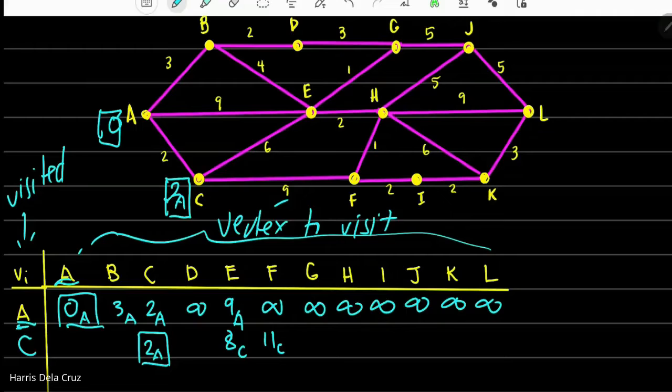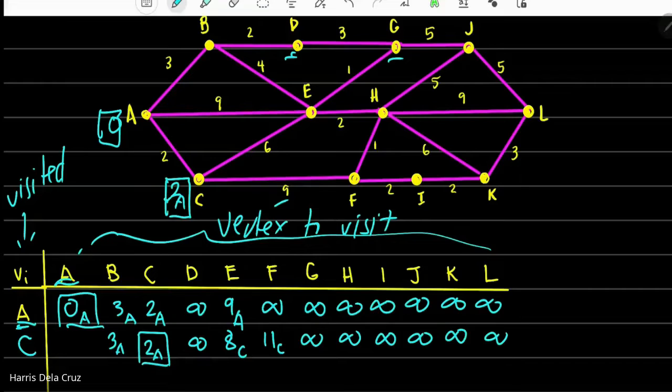Now, hindi ako pwedeng pumunta kay B galing kay C. So, ibig sabihin, ang value ng C to B, infinity. Eh, mas maliit yung 3A. So, mananatili yung 3A. Kasi infinity yung isusulat ko kung galing ako kay C. Okay. Hindi ko na ibibisit si A kasi may label na siya. Now, the rest, unreachable na. Yung D, yung G, yung J. So, lahat yun, infinite pa din. Kasi unreachable sila galing kay C.